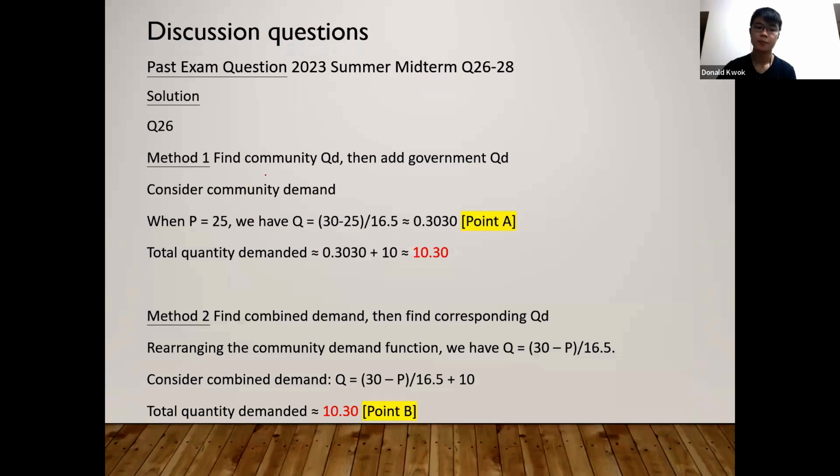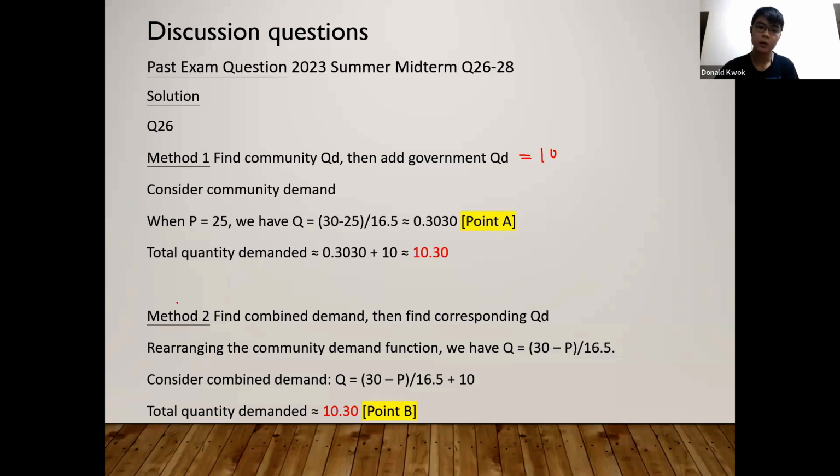Method one is to find the community quantity demanded first and then add that to the government quantity demanded, which is 10. Method two is to derive the combined demand curve, the technique that we have introduced in the previous tutorial, and then to find the corresponding quantity demanded with this combined demand curve. So let me go through method one first.